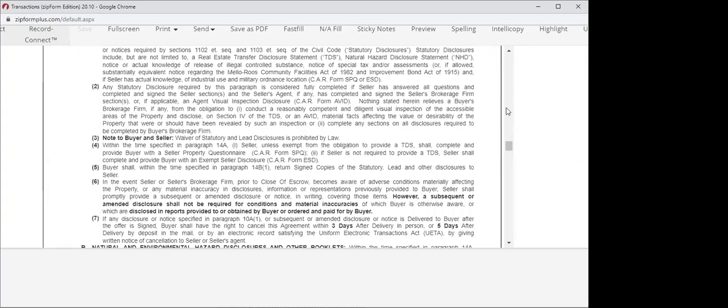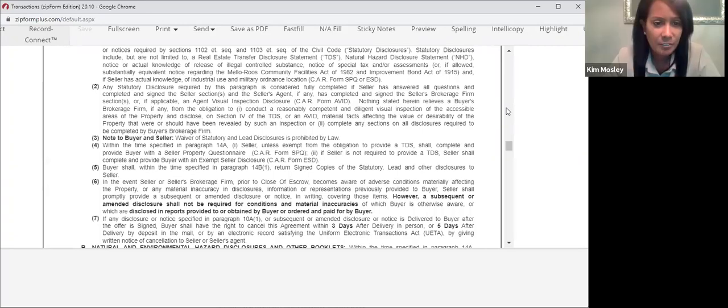Okay, you're welcome. And then number 5, buyer shall, within the time in paragraph 14B1, return signed copies of statutory lead and other disclosures to the seller. So it's basically telling you within a certain time frame, right? The buyer shall also return the copies back, as stated in the purchase agreement.